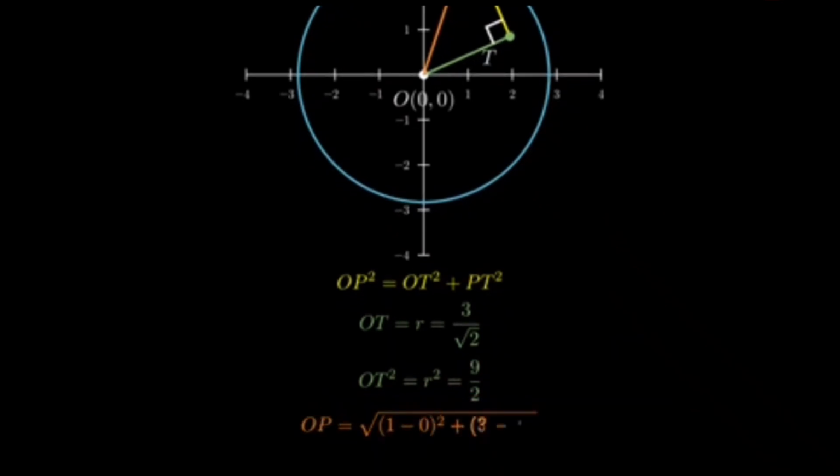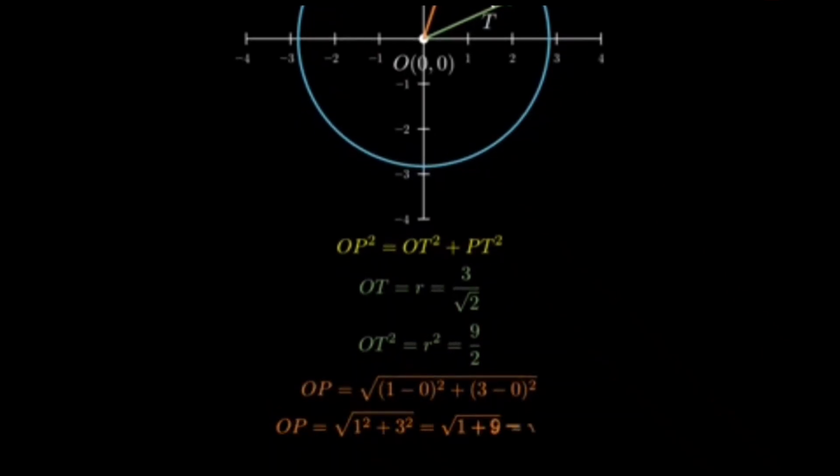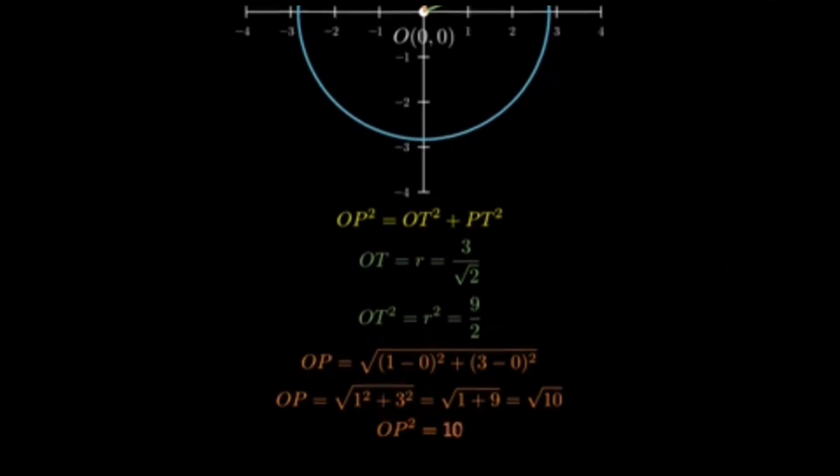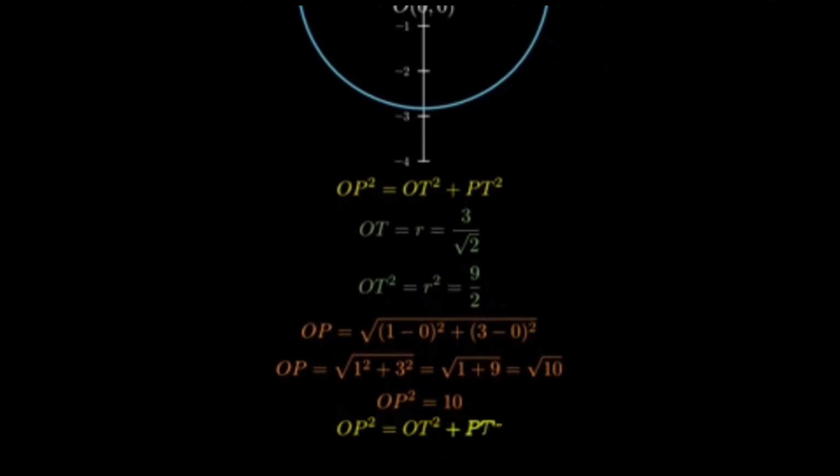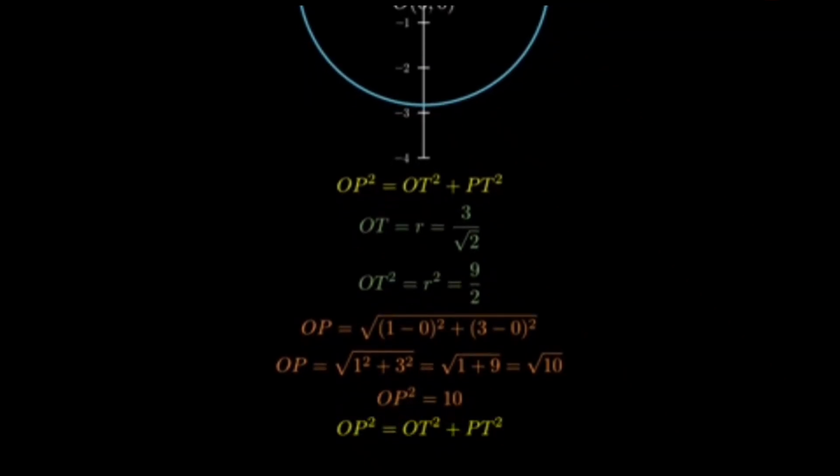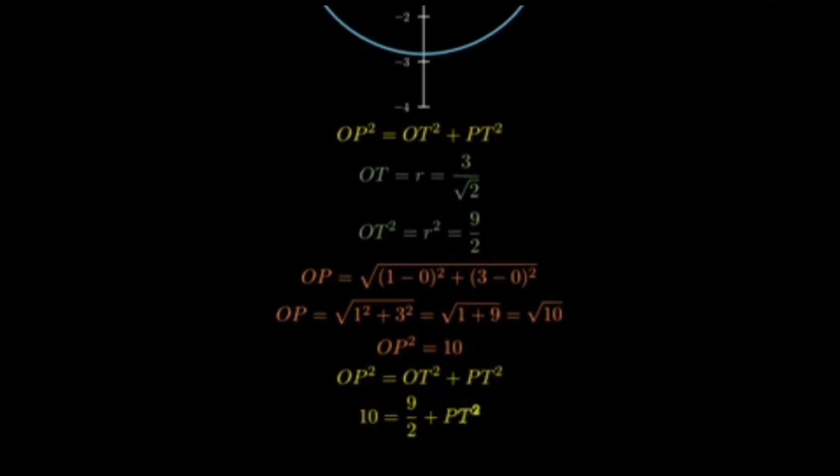Next, we calculate the distance OP from the center (0, 0) to the point P (1, 3), using the distance formula. OP equals the square root of (1 minus 0) squared plus (3 minus 0) squared, which is the square root of 1 squared plus 3 squared, or the square root of 1 plus 9, which is the square root of 10. So, OP squared is 10. Now we substitute these values back into the Pythagorean theorem. We have 10 equals 9 halves plus PT squared.